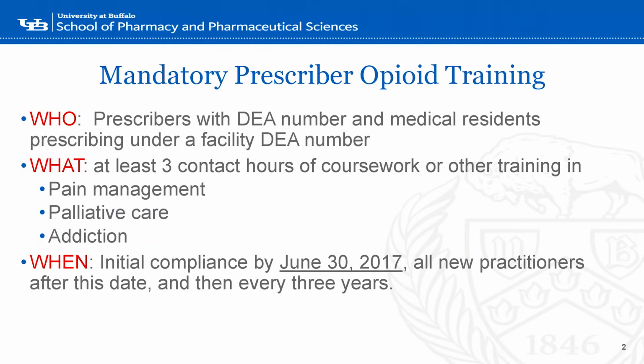So the question is, who is required to complete the mandated prescriber opioid training? Any prescriber with a DEA number, as well as medical residents who are prescribing under a facility DEA number. The program has to consist of 3 contact hours of coursework or other training in pain management, palliative care, and addiction. Initial compliance was expected by June 30th of 2017, but all new practitioners are expected to comply after this date and then every 3 years thereafter.